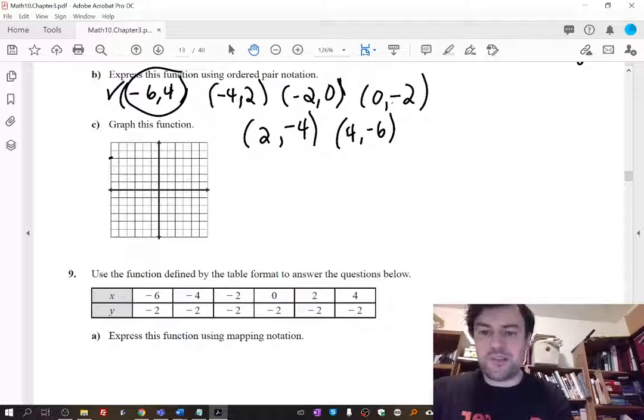That's this point. I would then do -4 and 2. So -4 is 1, 2, 3, 4, and then up 2, that's this point right here. So graph this one, and so on. On the -2 and 0, that's going to be here.